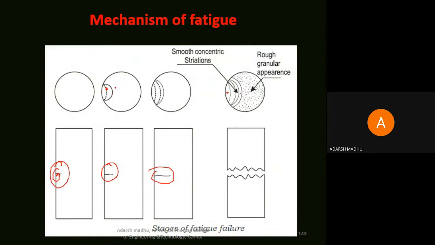We can see by using only a microscopic lens that the crack is propagating in the form of concentric circles, and thereafter at a point where maximum stress occurs, the failure or fatigue occurs. This is the mechanism of fatigue.